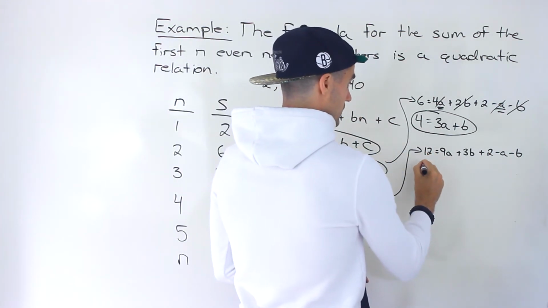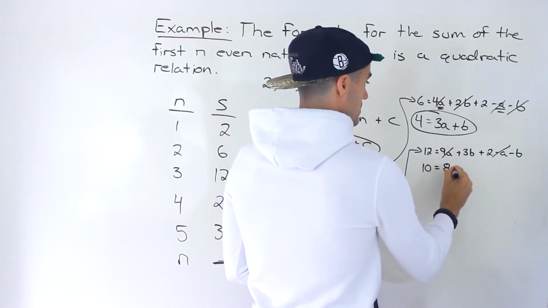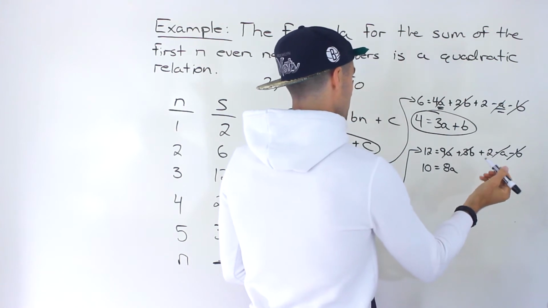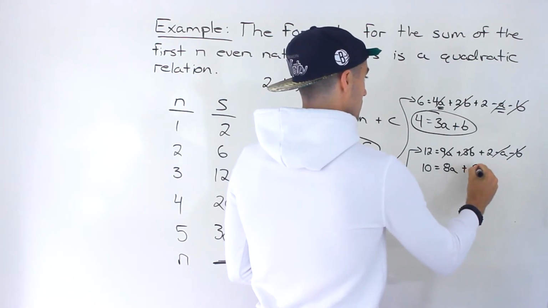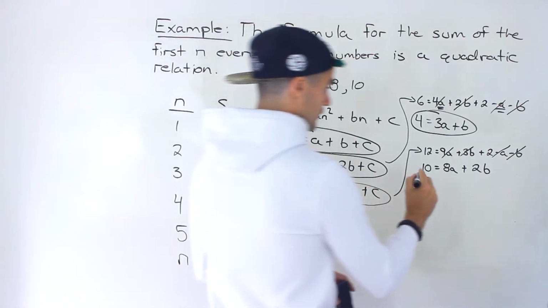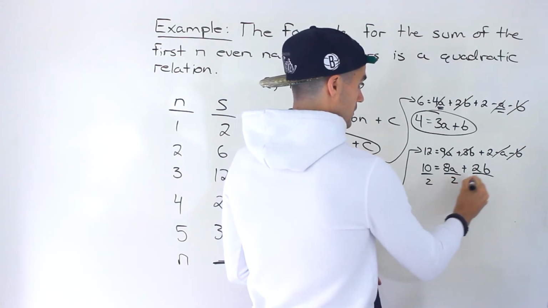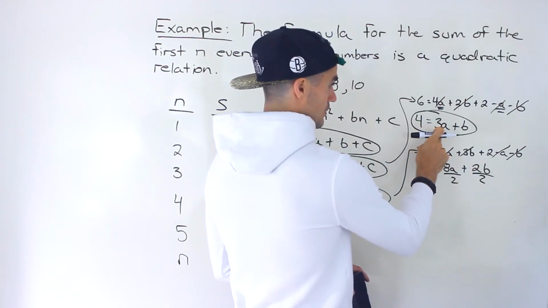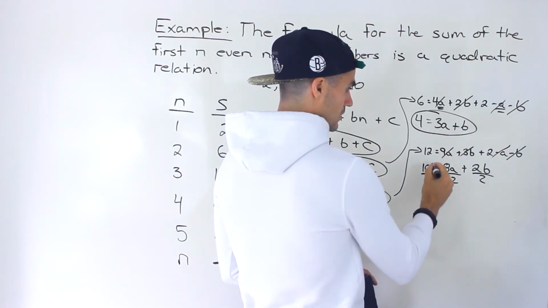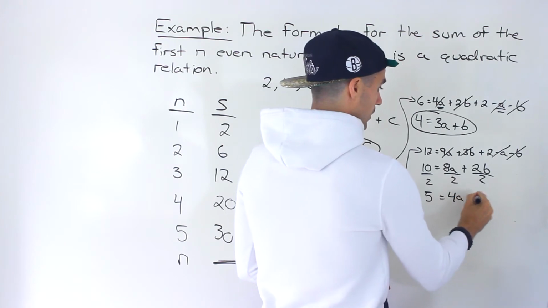12 minus 2 would give us 10. 9a minus a would give us 8a. And then 3b minus b would give us 2b, like that. And then we could further simplify this. We could actually divide both sides by 2, divide everything by 2. Here we couldn't do that because the 3 is not an even number, and then the b was already by itself, but over here, everything can divide by 2, so we'd end up with 5 equals 4a plus b.